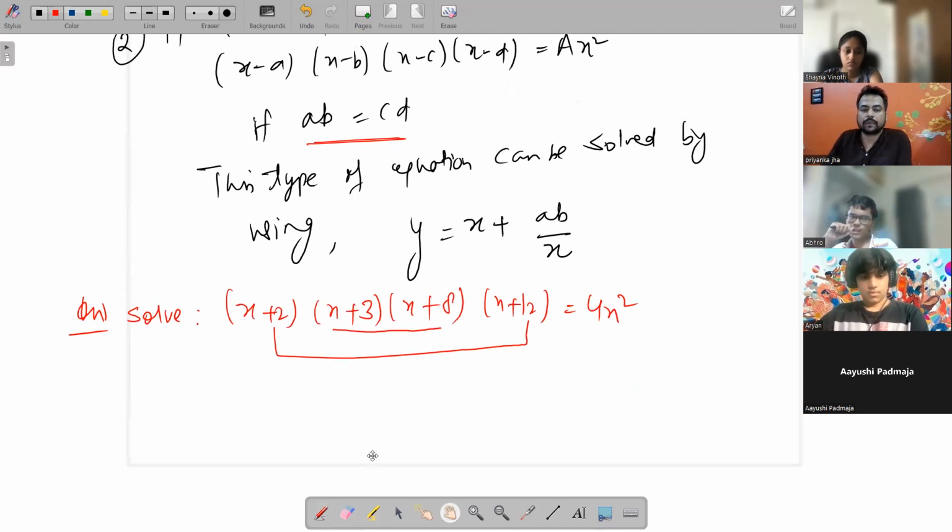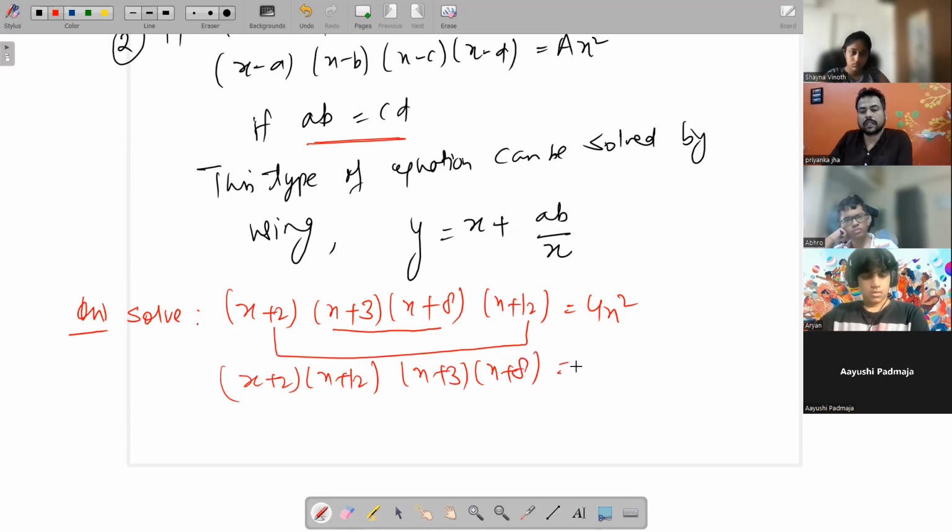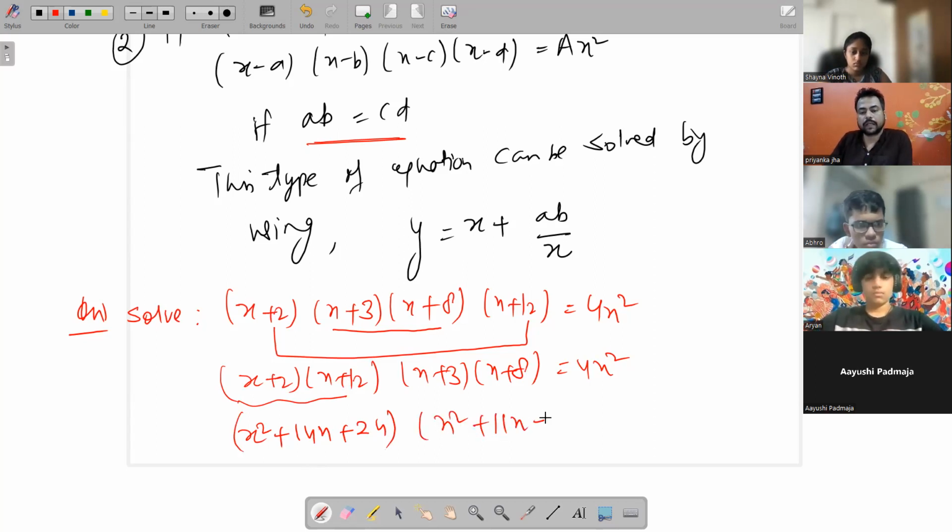Now it says that you have to replace this thing. So you have to use this kind of pattern. How will you get this pattern? First you bring them together, x plus 2 into x plus 12, and then x plus 3 into x plus 8, that is 4x squared. Now multiply this. This is x squared plus 14x plus 24, and then x squared plus 11x plus 24 equal to 4x squared.